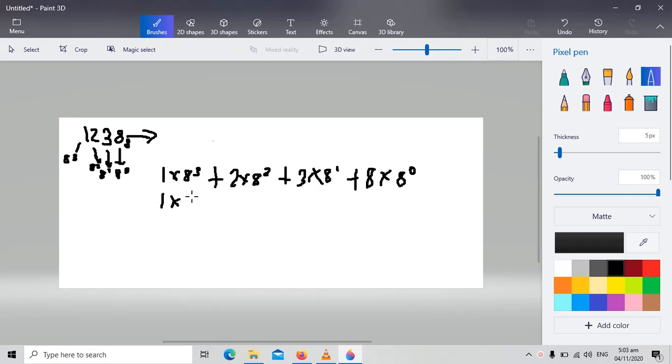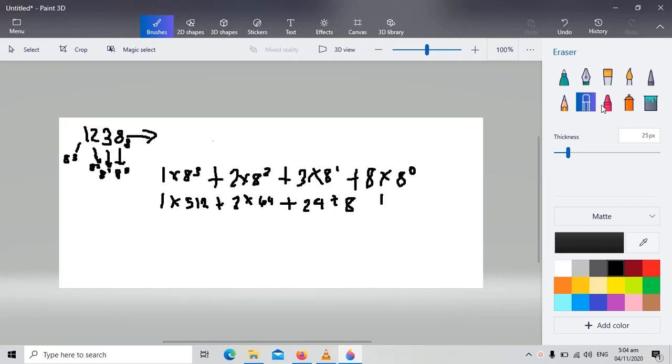Okay, so 8 to the power of 3 is equal to 512 plus 2 times 8 to the power of 2, which is 64. Then 3 times 8, 24, plus 8 times 1. Alright, now we have the solution right here.